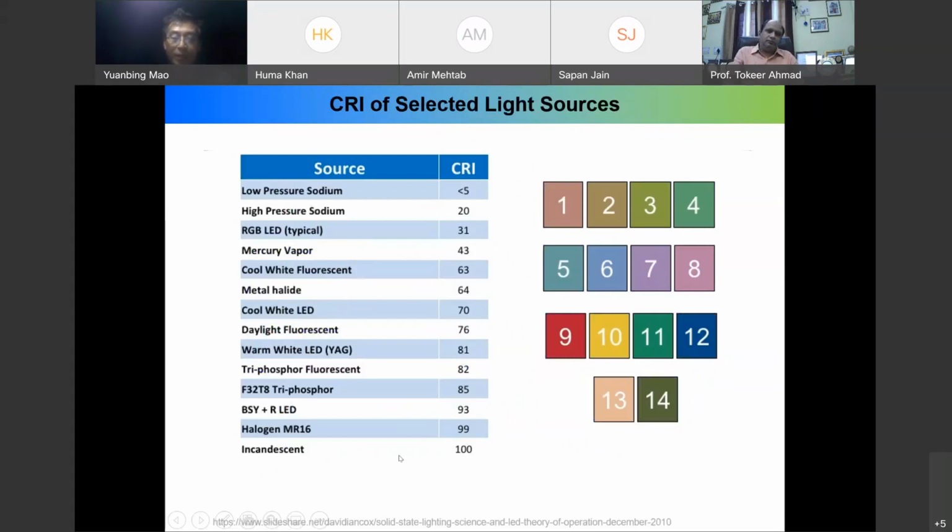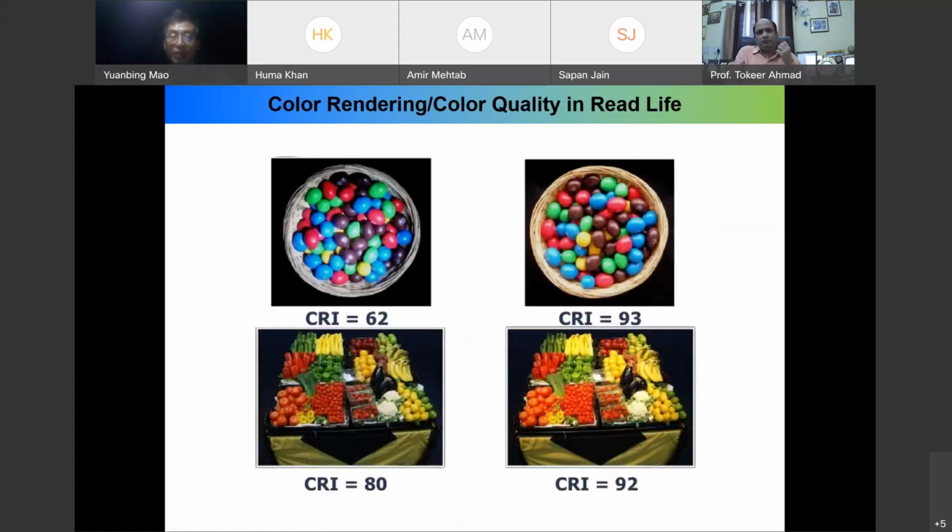Incandescent lamps have a CRI of 100, and for other types of light sources, mostly LEDs and fluorescent lamps, we can see that the CRIs are different. Depending on the color rendering and color quality in our real life, even though two samples are the same, when the CRI values are different, they show different colors, and one is more appealing than the other, even for our fruits and vegetables. That's why a light source with a high CRI is so important.